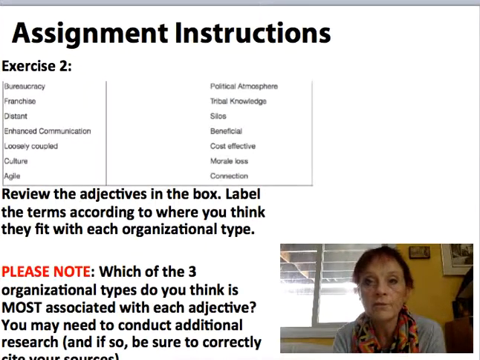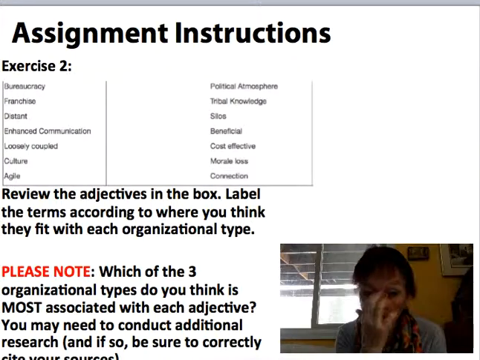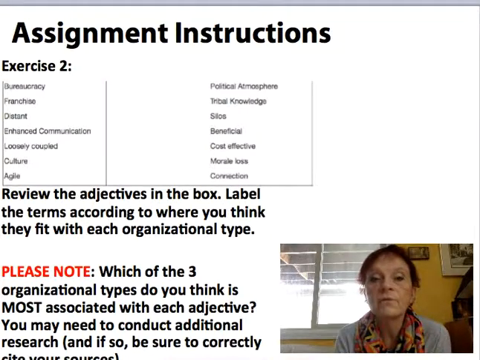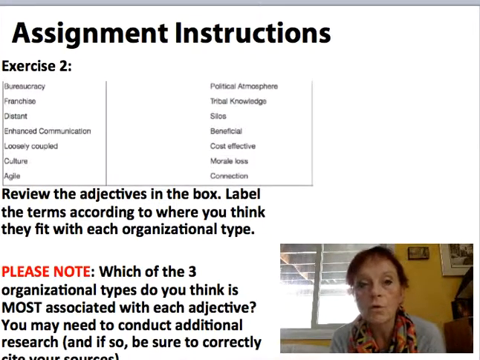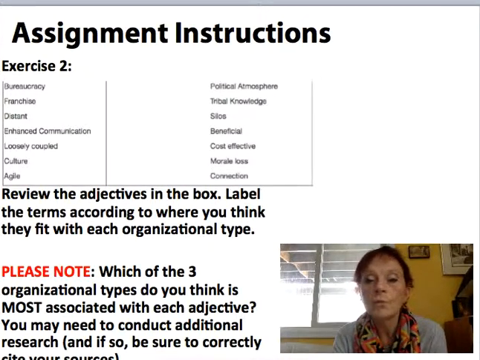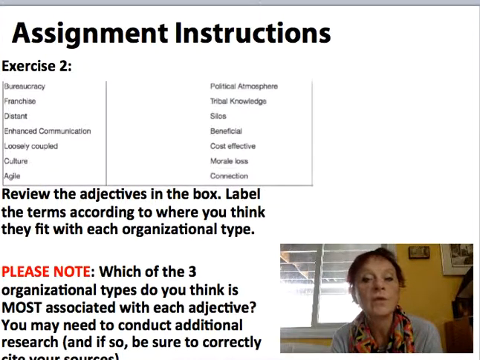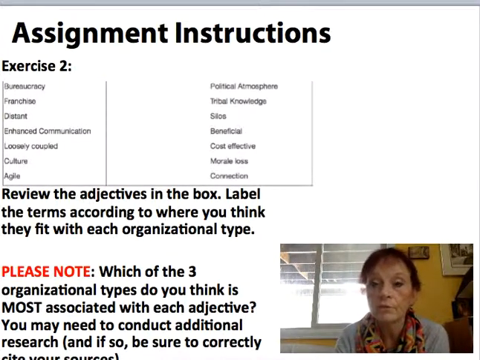Next, you have a list of adjectives in a table, and you are to review those adjectives and then label the terms according to where you think they fit with each organizational type. So you're to look at the adjectives and think about which of the 3 organizational types is the most associated with each adjective. And here again, you may very well need to conduct some additional research, and if you do, be sure to correctly cite your sources.